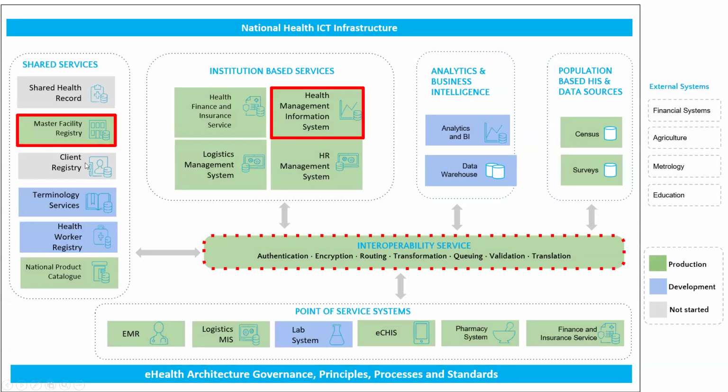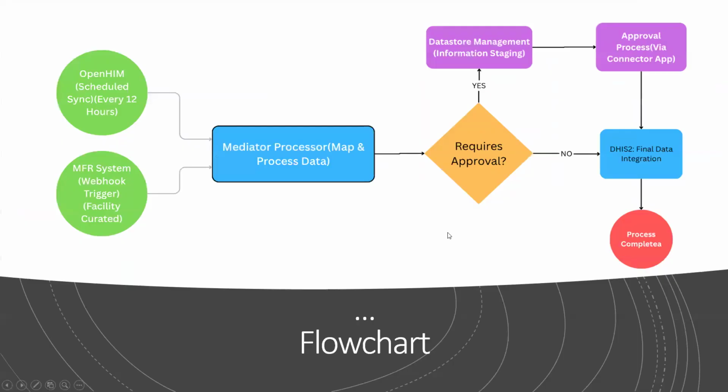Finally, we managed to make MFR interoperable with HMIS DHIS2 using the interoperability service layer. So this is the flow chart. We have OpenHIM and the MFR facility system. Every 12 hours, the OpenHIM mediator initiates the task, or whenever a facility is created in MFR, it sends a webhook to the mediator. The mediator then decides whether it requires approval or not. If it requires approval, it is sent to the data store management. Then the connector app approves it and applies it to DHIS2. If it is to be applied automatically, it is sent to DHIS2 directly.